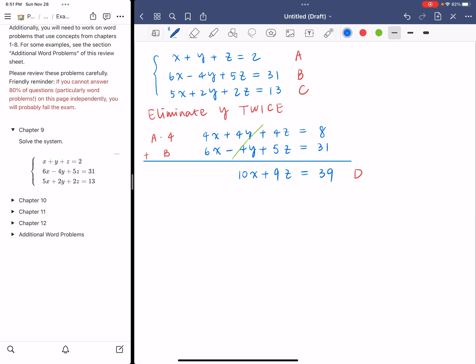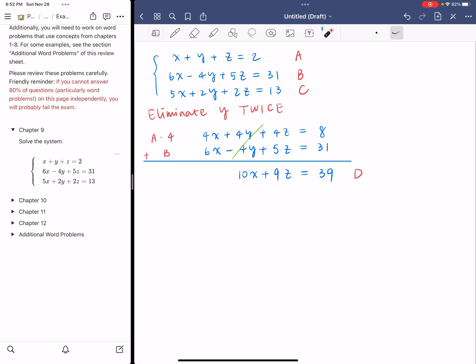And now we need to eliminate y one more time. And this time I'm going to use equation B and equation C. So every time you eliminate a variable, you're going to use a different combination of two equations from the original system. Let's check out the coefficients that we have. In equation B, it's negative 4. And in equation C, it's positive 2. Right now, they're not opposite numbers. In order to make them opposite numbers, we need to multiply the second coefficient by positive 2, and that will make them negative 4 and positive 4, which will allow us to eliminate y.